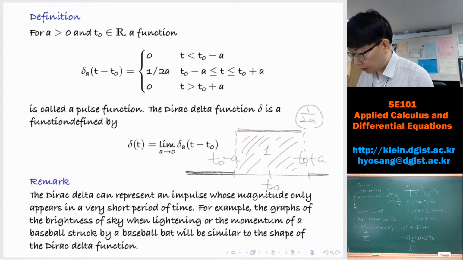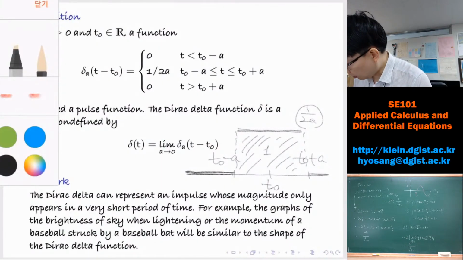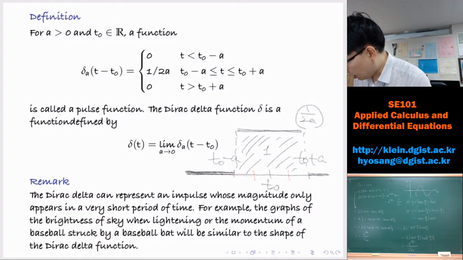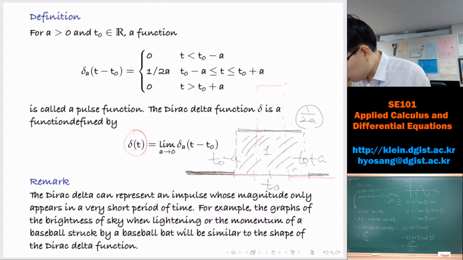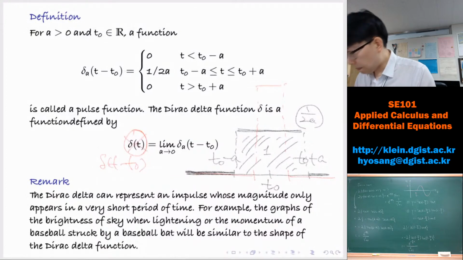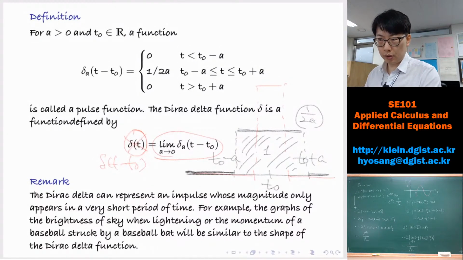So if I choose a smaller a, suppose that my a is right here, then the graph of the function looks like this. It's higher and higher as I make my a smaller and smaller. So my Dirac delta, sorry, this is a typo. So this is delta of t minus t0. Okay, so I'm shifting to the t0 point. So delta of t minus t0 is the limit of delta a when a goes to 0.